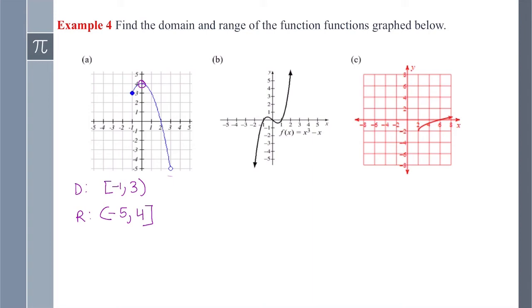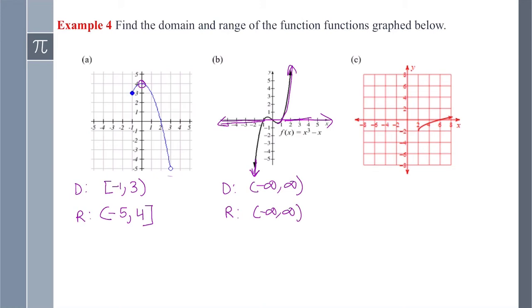Okay. Now for this one, domain, left to right, this function goes forever. That means it goes forever on the left. Similarly, that function goes forever on the right. So the domain is -infinity to +infinity. And the range, same thing, it goes down forever, and it goes up forever. That means the y values are also all real numbers.